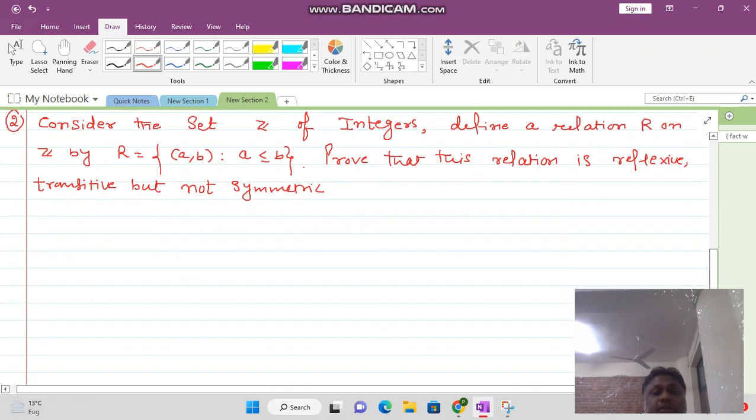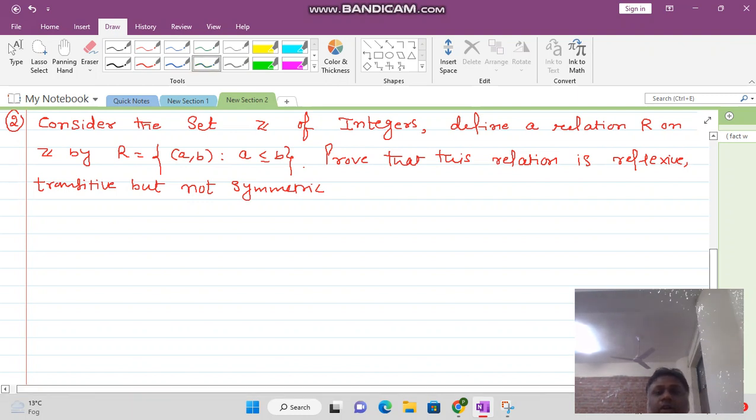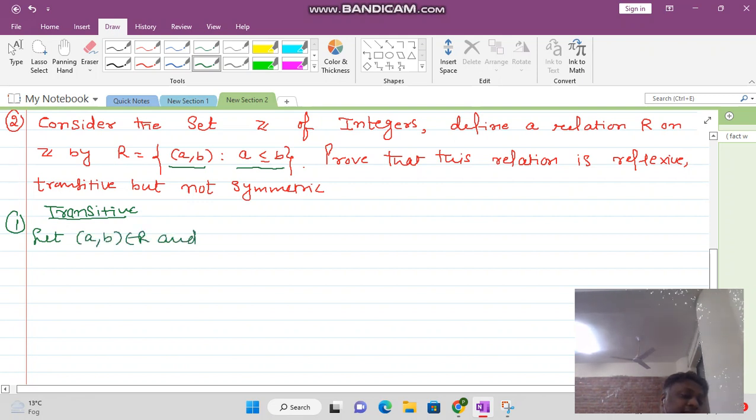Now we consider the next example. In this we are given the set Z of the integers, and here the relation is defined like this: (a, b) is a member of the relation if a is less than or equal to b. Then we want to prove that this relation is reflexive and transitive but not symmetric. First of all we talk about the transitive relation. For transitive you know that we take (a, b) a member of the relation, and (b, c) a member of the relation.